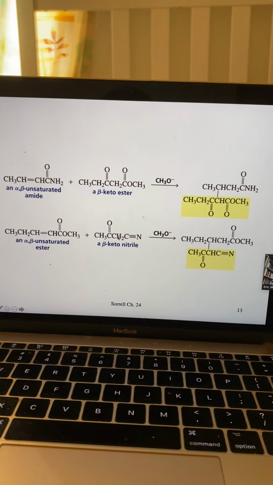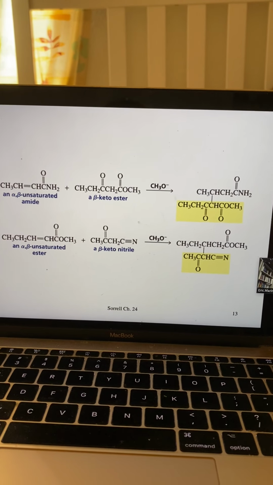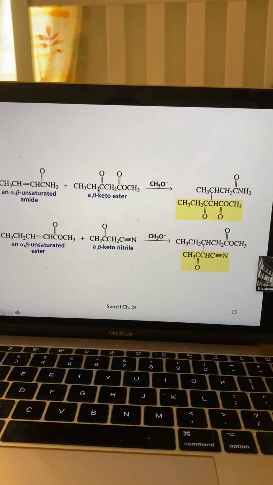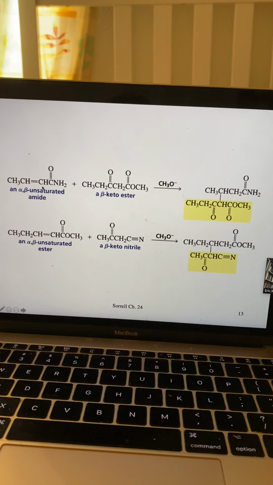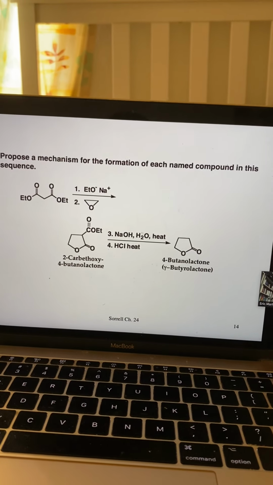So again, that's why I want you to start applying this idea of identifying the most acidic proton, because in this chapter, once you identify the most acidic proton, you're going to treat this with an alpha beta unsaturated system that's either going to go through 1,2 or 1,4 addition. Okay, and so we're going to look at that.